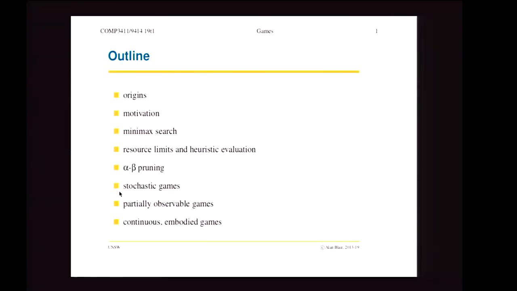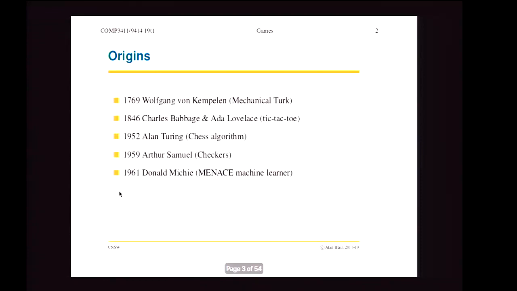So we'll talk about the origins, motivation, minimax search, heuristic evaluation, alpha-beta pruning, and then we'll have a look at some specific types of games: stochastic games, partially observable games, and continuous embodied games. And as usual, I encourage you to go have a look at the videos on the Open Learning website, which have some more details. I'm going to give more of a summary. Some of the details may be missing.